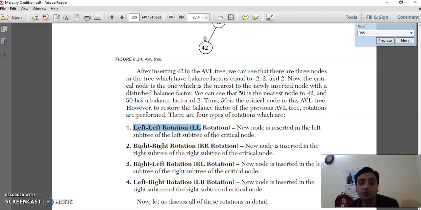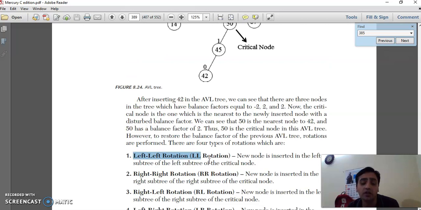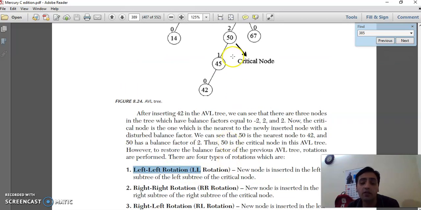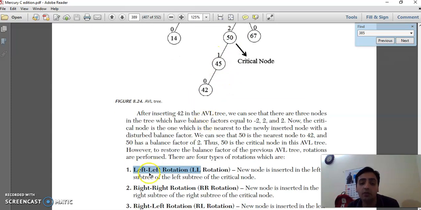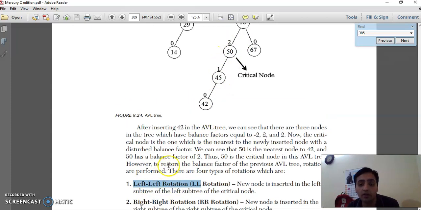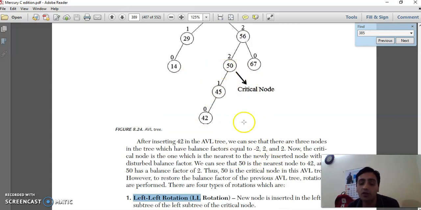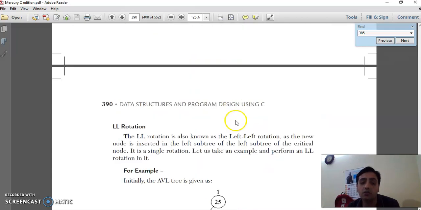Okay, so while doing rotation, we need to determine which rotation is applicable. That is determined by the directional relationship between critical node and newly inserted node. As I just told, here the directional relationship is LL, so we will apply the LL rotation. For instance, if nodes are so arranged that both the newly inserted nodes are on the right, then we will call it RR. So we will discuss it with an example soon. Okay, so as of now this tree is unbalanced and we need to balance it.